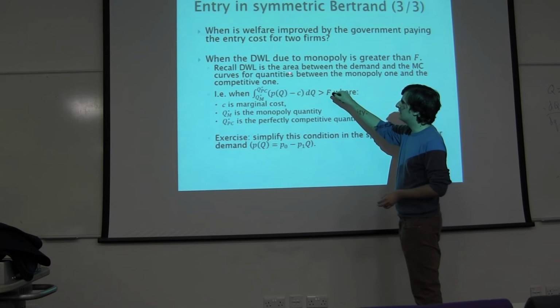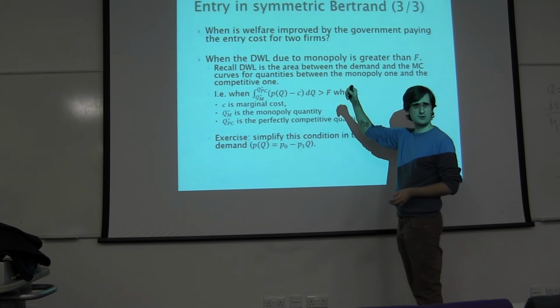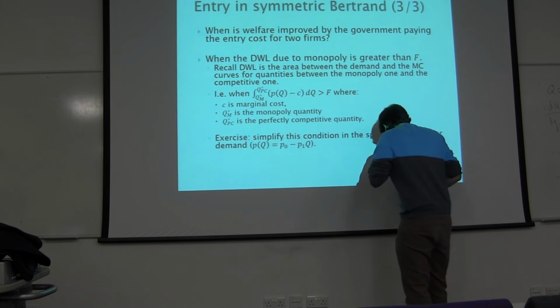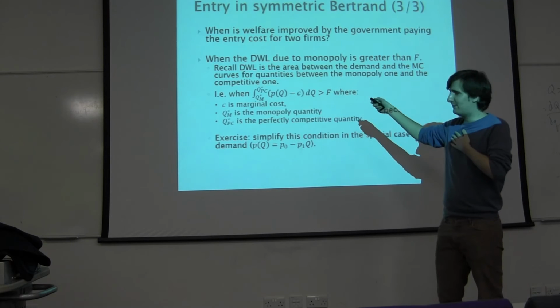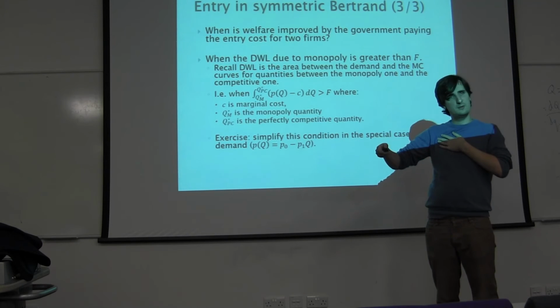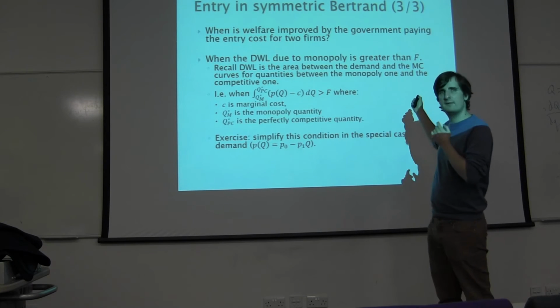A simple calculation will tell you when it should do it. The government should pay the entry cost when the deadweight loss due to monopoly is greater than F.